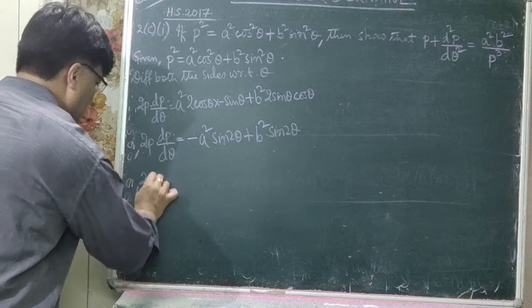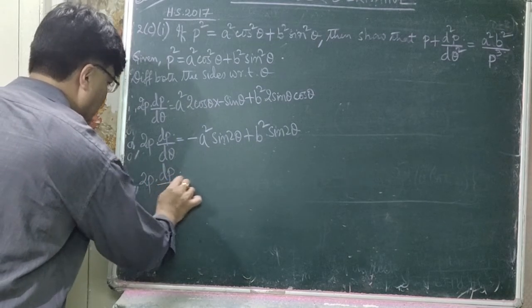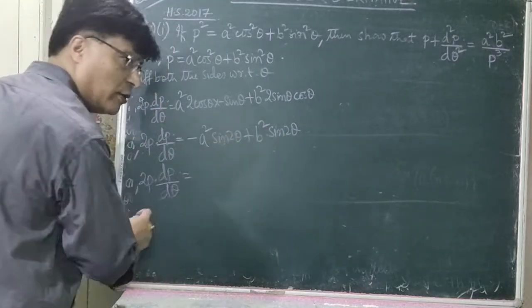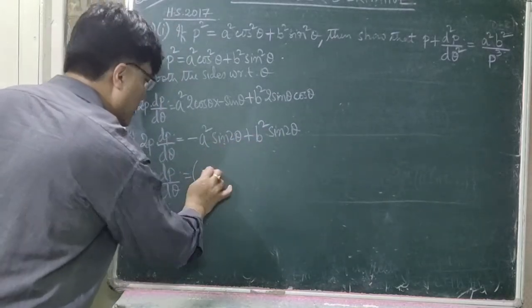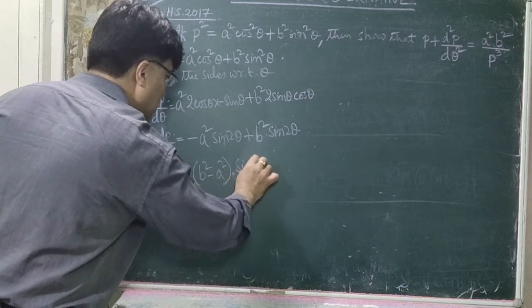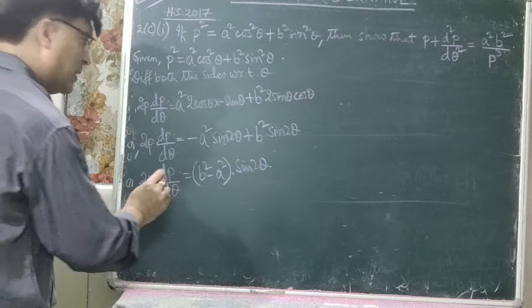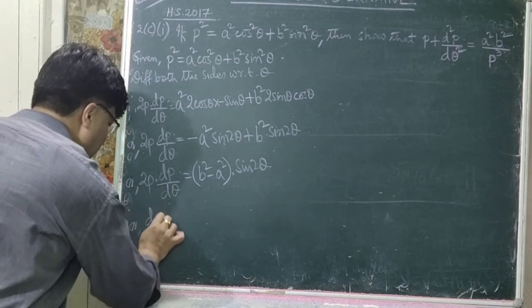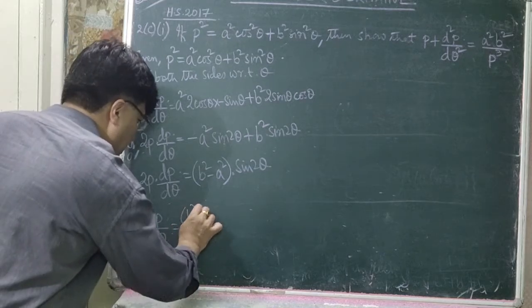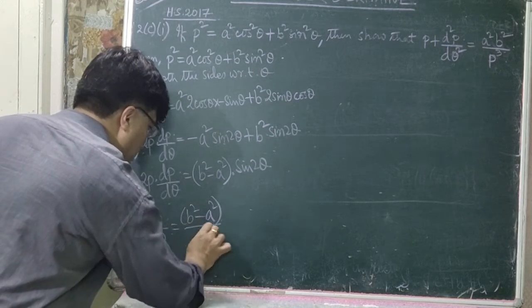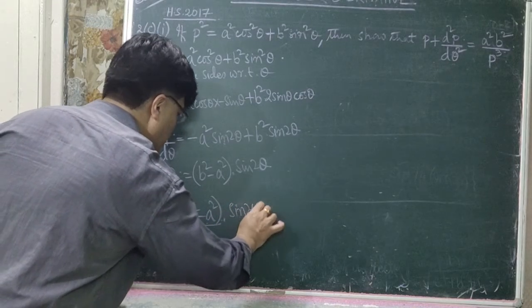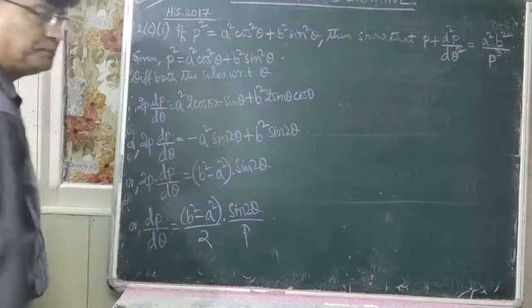So, or 2p into dp by d theta is equal, you can take common here. Here sin 2 theta is common. So within bracket you write the positive term first, b square minus a square into sin 2 theta, right? So, or what is dp by d theta now? So dp by d theta is equal to b square minus a square by 2 is constant into, this is your sin 2 theta divided by p.